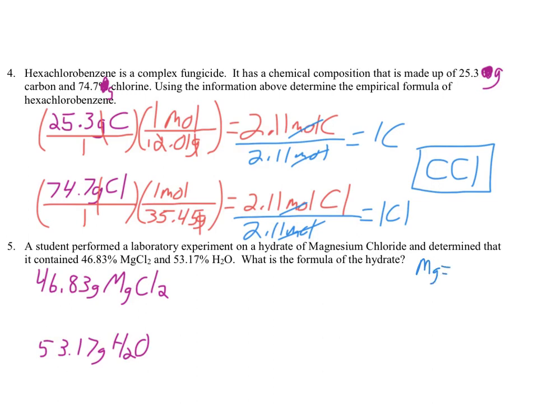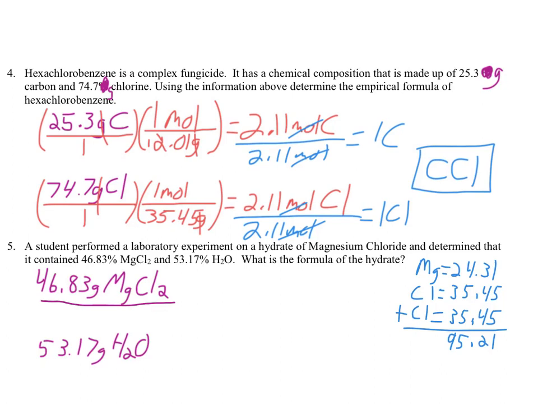Well, to do that, I'm going to need a formula mass. Formula mass for MgCl2, well, magnesium is 24.31. Each Cl is 35.45. I could multiply it by 2, or I could just add 35.45 twice like I'm doing here. Let's just say 24.31 plus 35.45 plus 35.45 gives us 95.21.